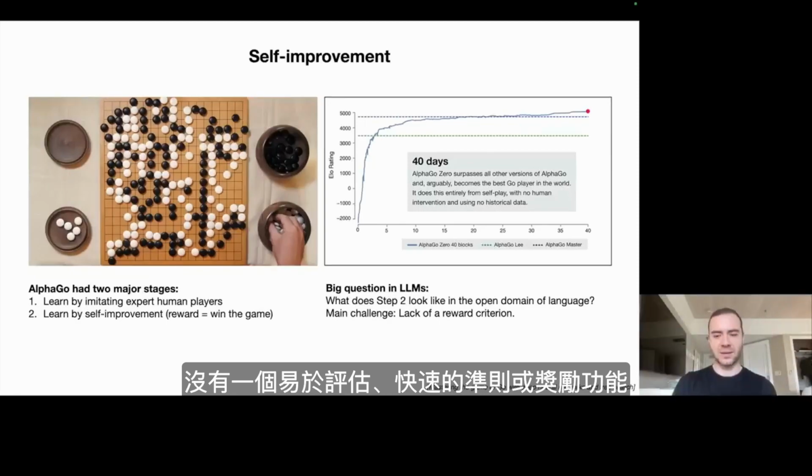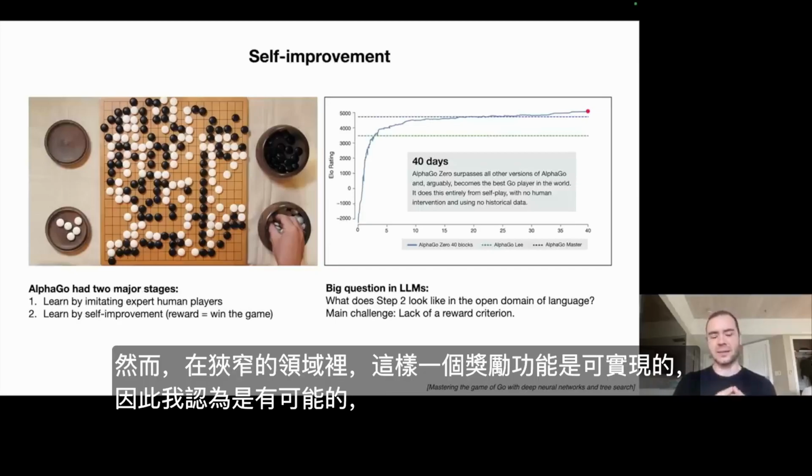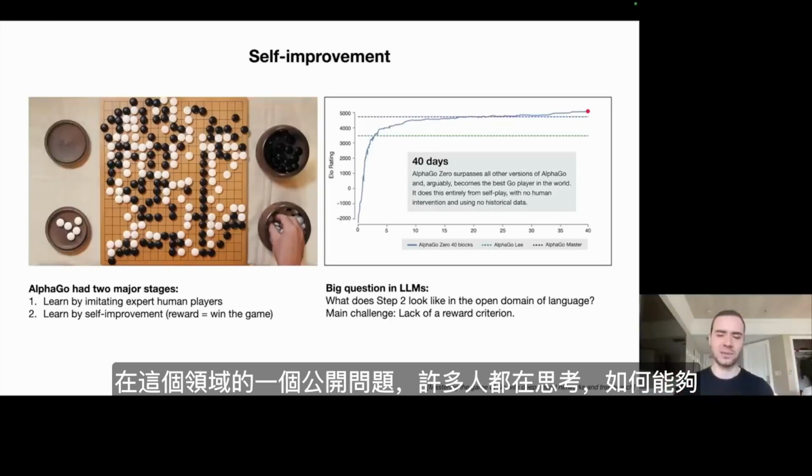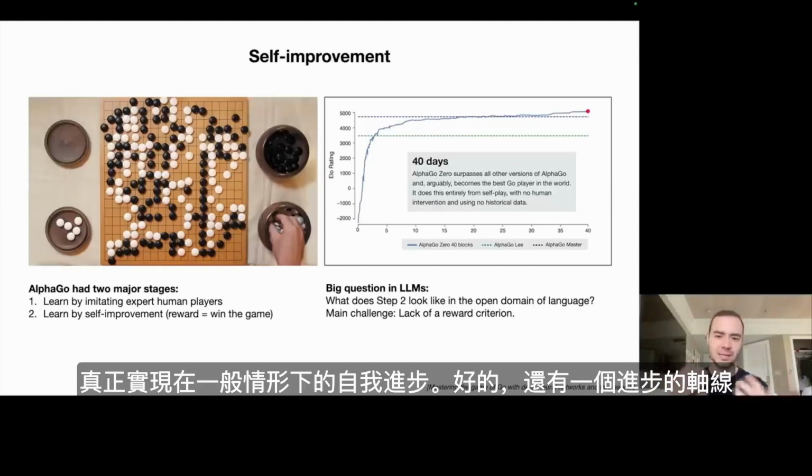But it is the case that in narrow domains, such a reward function could be achievable. And so I think it is possible that in narrow domains, it will be possible to self-improve language models. But it's kind of an open question, I think, in the field, and a lot of people are thinking through it, of how you could actually get some kind of a self-improvement in the general case.